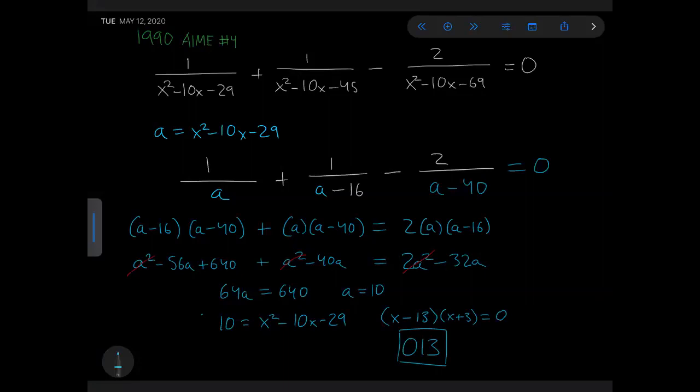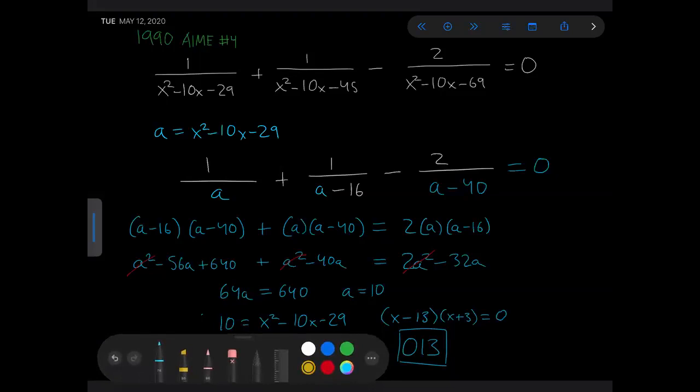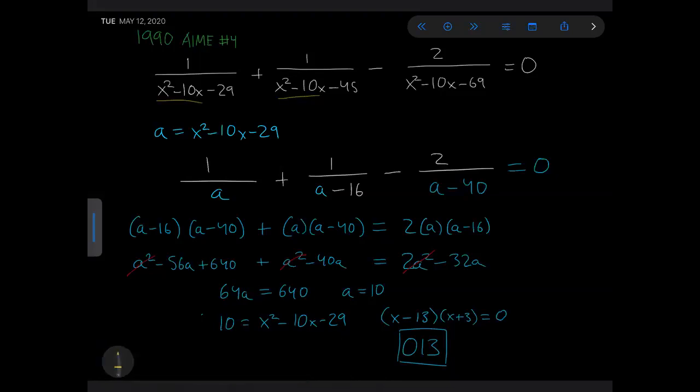So pretty easy for an AMC problem, but it is still an AMC problem, and it's a pretty good introduction into more difficult substitutions. Now, of course, the motif that we're looking for: why did we substitute a equals x squared minus 10x minus 29? Because we kept seeing x squared minus 10x minus a constant over and over. And one of the key motif substitutions is to find these repeating patterns and replace them with something more manageable. And that's what our motif was for substituting for a.